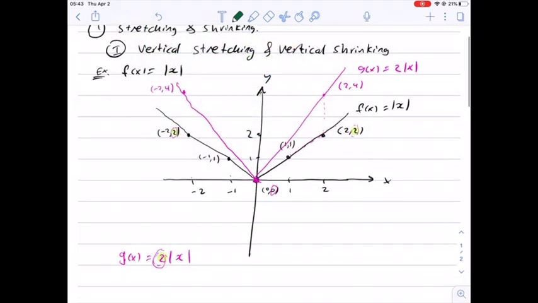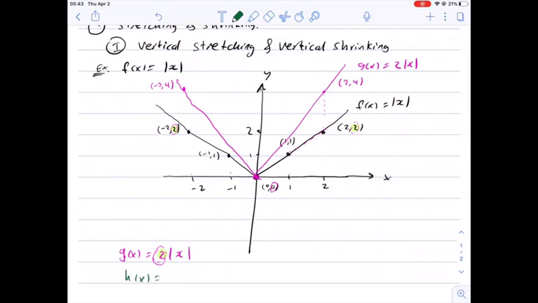Now what happens if we multiply by a value that's less than 1? So let's multiply it by 1/2. If we multiply by 1/2, we multiply each y coordinate of the original function by 1/2. If we multiply this 2 by 1/2, we get 1. So this point is 2, 1. 0, 0 stay the same. -2, 2. We multiply 2, the y coordinate, by 1/2, we get 1. So this is -2 and 1, and then we graph the function. This is the graph of h of x, 1/2 of the absolute value of x. So what we got here is shrinking.